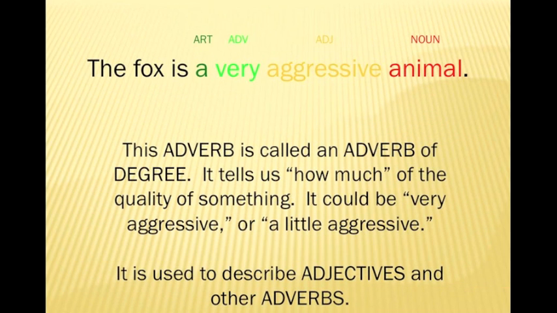The question is, what type of adverb is it? It's certainly not the same as an adverb of time or location or place. In this case, we call this an adverb of degree. It tells us how much of the quality of something. So for example, it could be "very aggressive," or we could substitute with "a little aggressive." These types of adverbs are used to describe adjectives and other adverbs. But in this case, this is still a noun complement, because the noun "animal" is the main idea here.